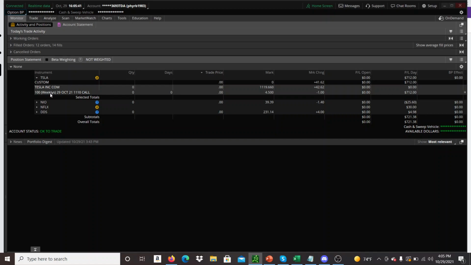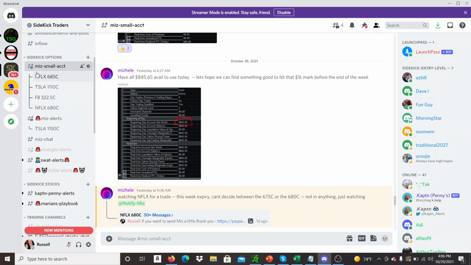She alerted these Tesla contracts, and I really liked the chart. It was really bullish, and when that happens, I go a little bit harder than I normally do. So I got these contracts, 29th of October, 1,110 calls. If we go to the Discord, we started Tesla 110 calls.